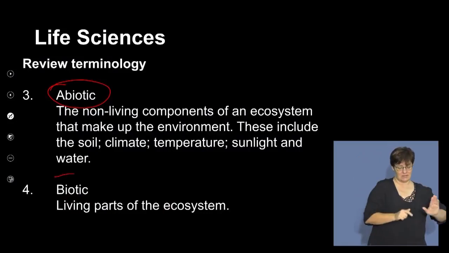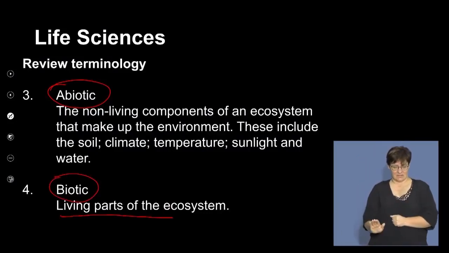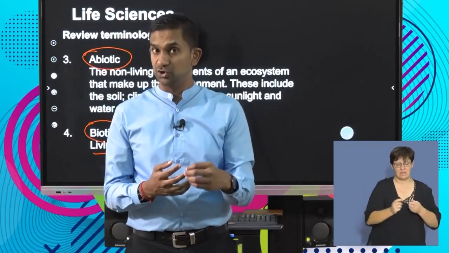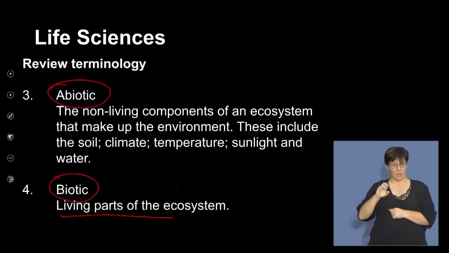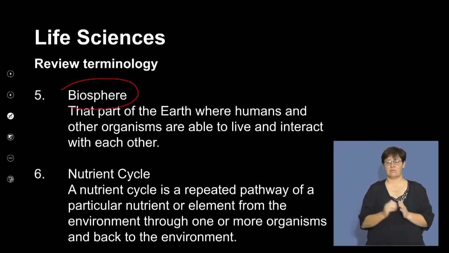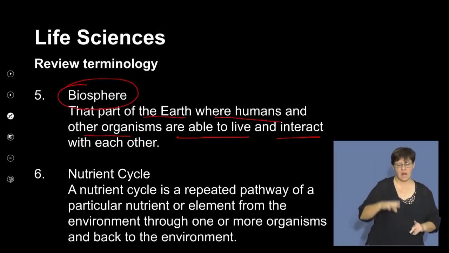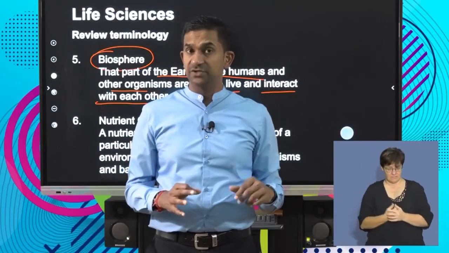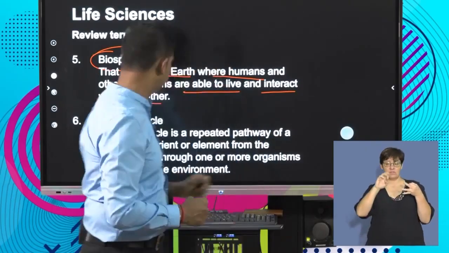We also need to go back and look at biotic factors, and these are the living components. Those are the components that produce the energy, from your plants to your producers and consumers and the different trophic levels. So those are your biotic components. If we then look at the concept of biosphere, we know that it's that part of the earth where humans and other organisms are able to live and interact with each other. And a recap of the biosphere again referred to three components: the lithosphere, the atmosphere, and the hydrosphere.